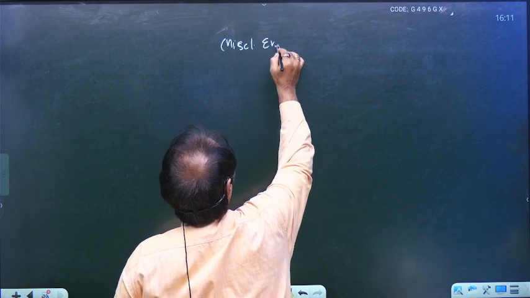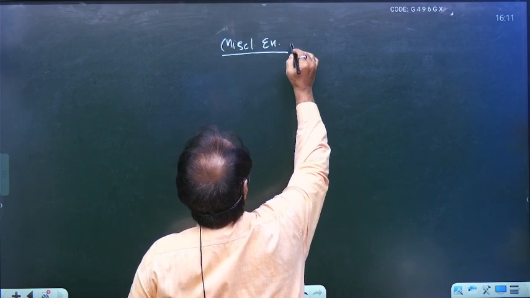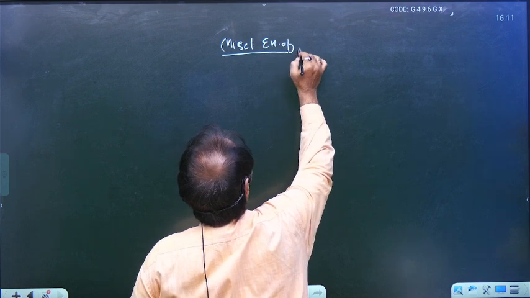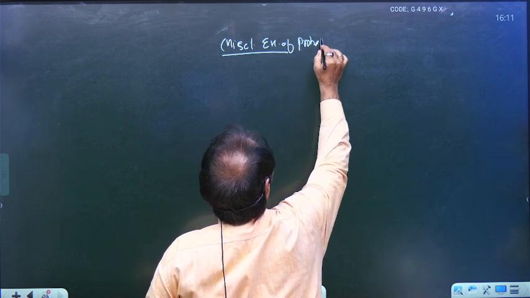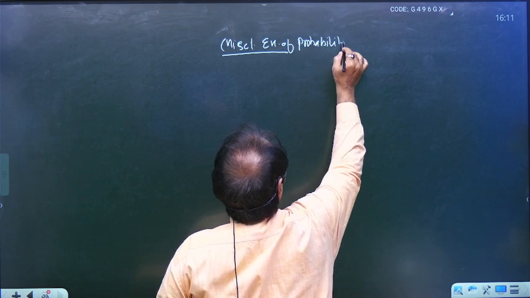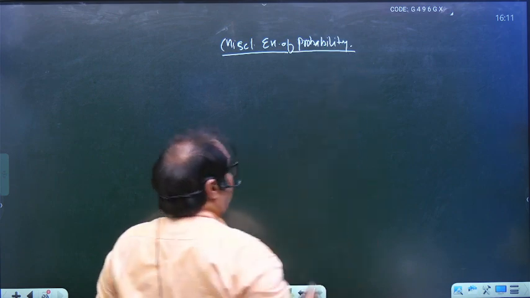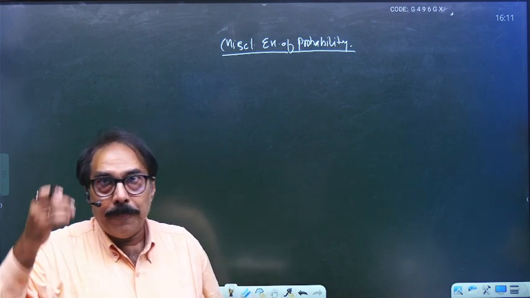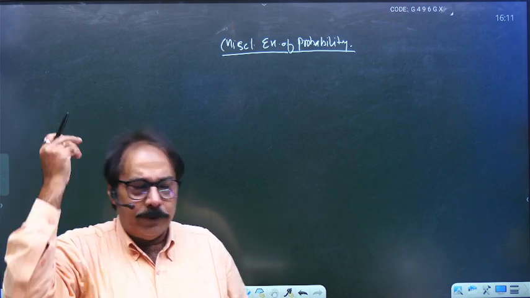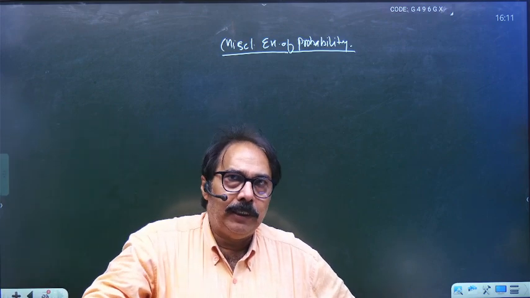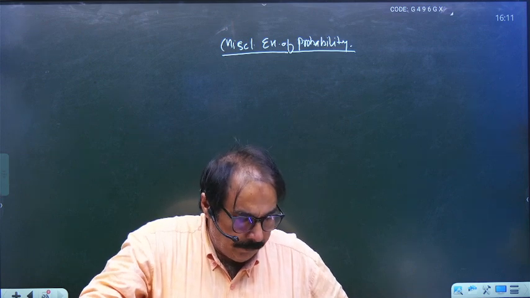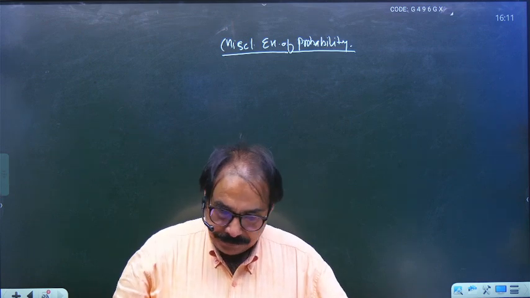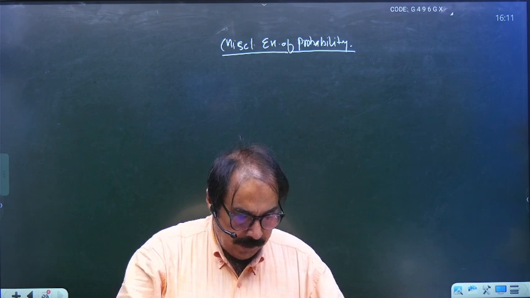Now we will discuss the miscellaneous exercise based on probability. Miscellaneous exercise means the questions based on conditional probability, the total theorem on probability, and the Bayes theorem. Okay, so now come to the very first question.